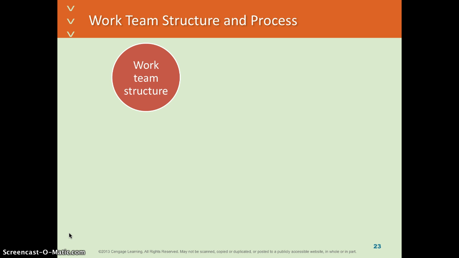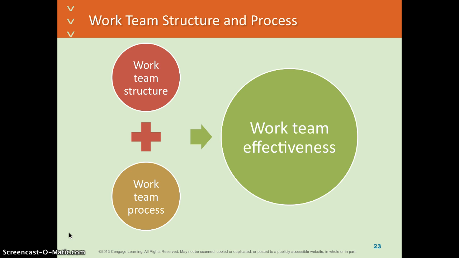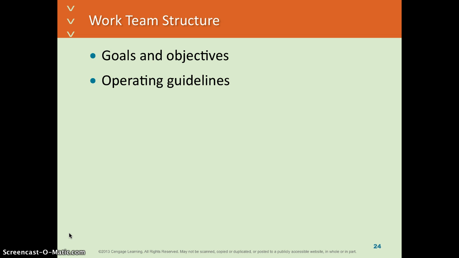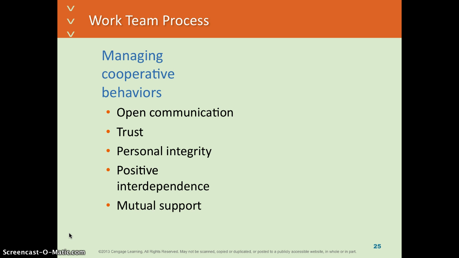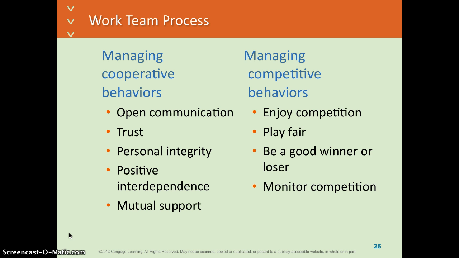So you've got work team structure plus work team process gives you work team effectiveness. So what is work team structure? Goals and objectives, operating guidelines, performance measures, specification of roles. Work team process, managing cooperative behaviors, trust, positive interdependence. Competitive behaviors, play fair, competition, positive situations.